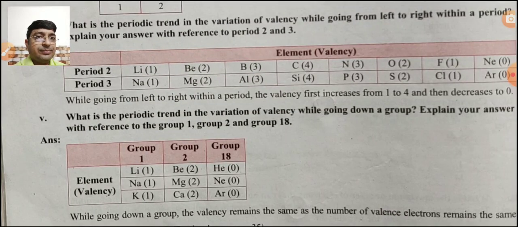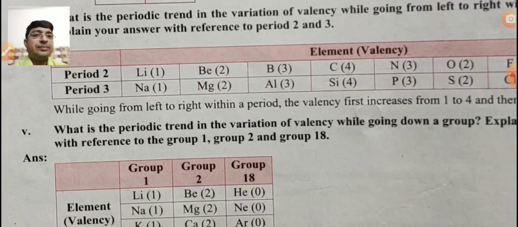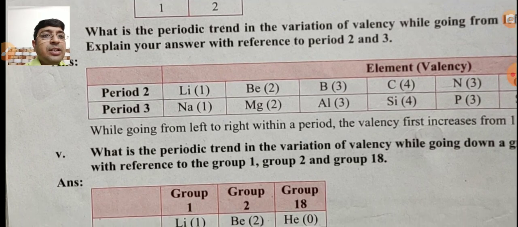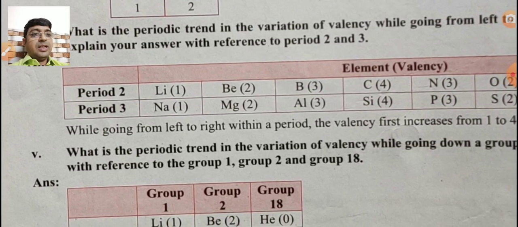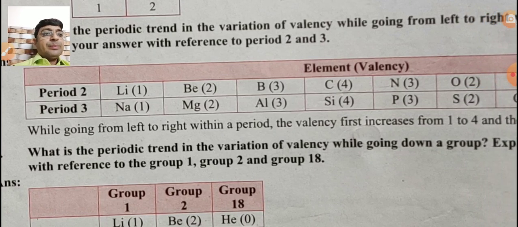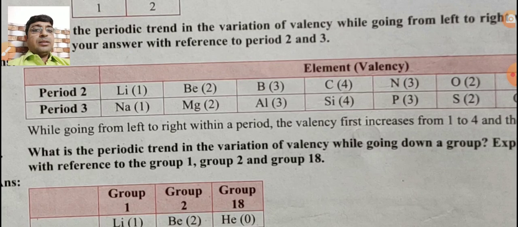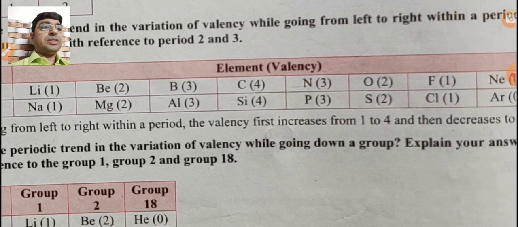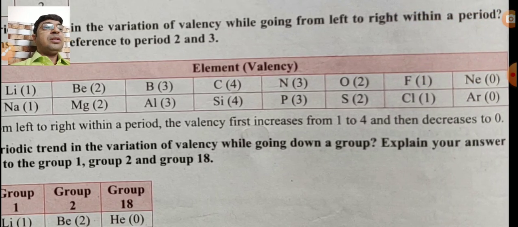So check there. Period number 2. Which elements are present in period number 2? Start from lithium, beryllium. Those numbers indicate the number of valence electrons in their outermost shell. Lithium 1, beryllium 2, boron 3, up to neon 0. Those numbers indicate the valency.